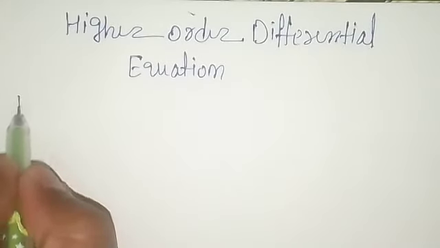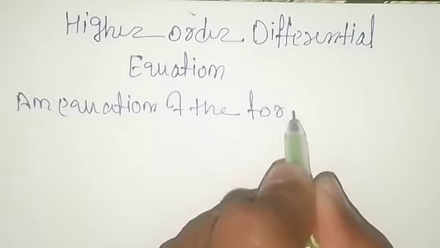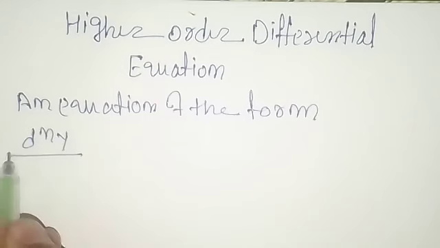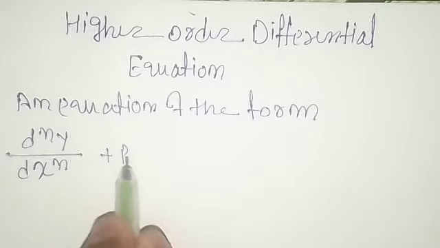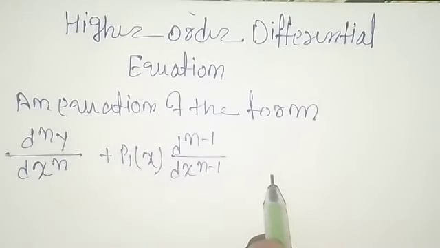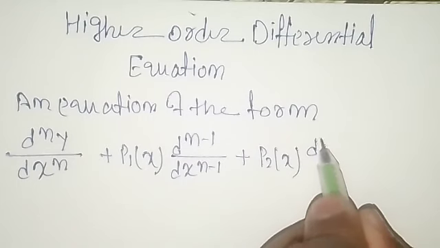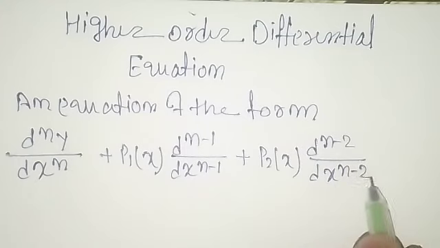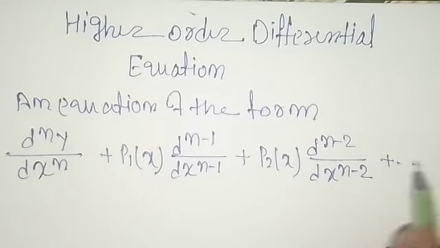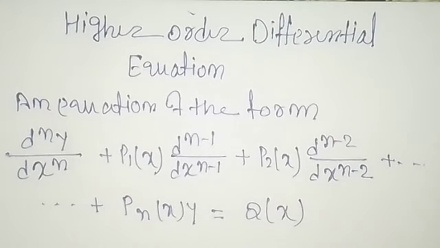So we can say that an equation of the form d to the power of n y by dx to the power of n plus p1 of x into d to the power of n minus 1 y by dx to the power n minus 1 plus p2 of x into d to the power of n minus 2 y by dx to the power of n minus 2 plus and so on plus pn of x into y is equal to q of x, right, where p1x, p2x, and so on up to pnx and qx are continuous and real valued functions.